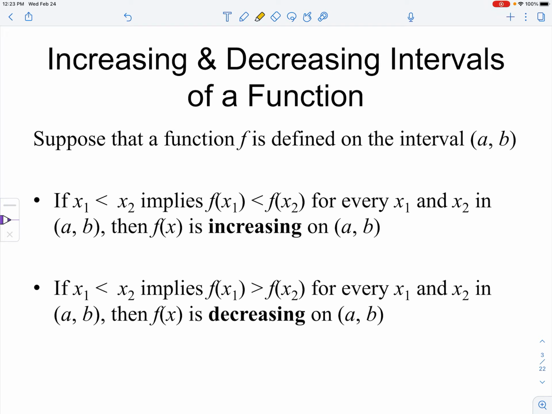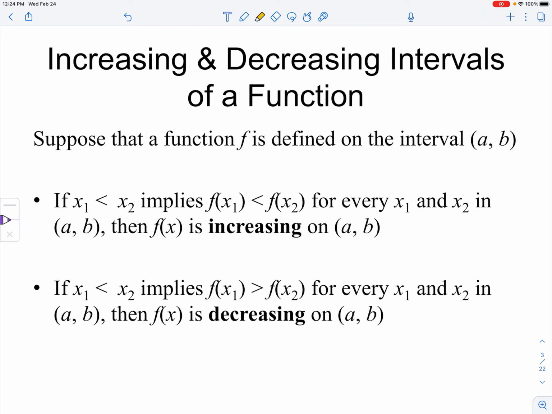Those definitions were, and this looks a little more complicated than it actually is, I'm going to rephrase. So suppose that a function f is defined on an interval from a to b. Notice that's an open interval, meaning a and b, the endpoints, are not included. If x sub 1 is strictly less than x sub 2 implies that f of x sub 1 is strictly less than f of x sub 2, for every x sub 1 and x sub 2 in the interval from a to b, then f of x is increasing on the interval from a to b.